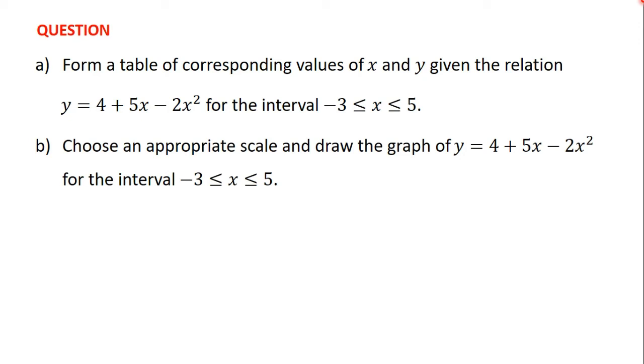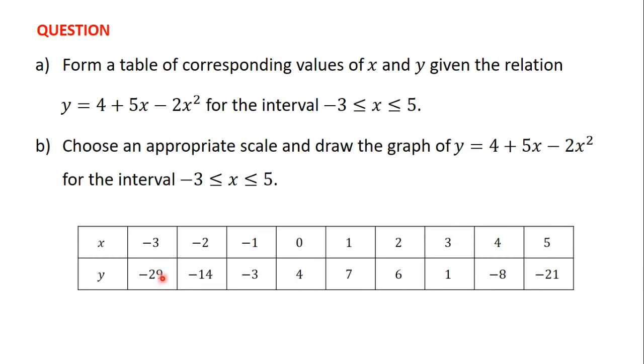Welcome back. We started solving this question in the previous video. We solved the first part. That is, we formed a table of corresponding values for x and y for the relation y is equal to 4 plus 5x minus 2x squared. And this was the table of x and y values we had.